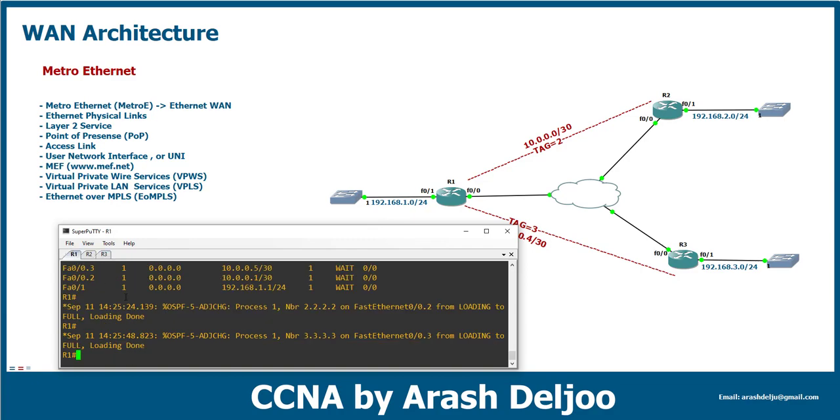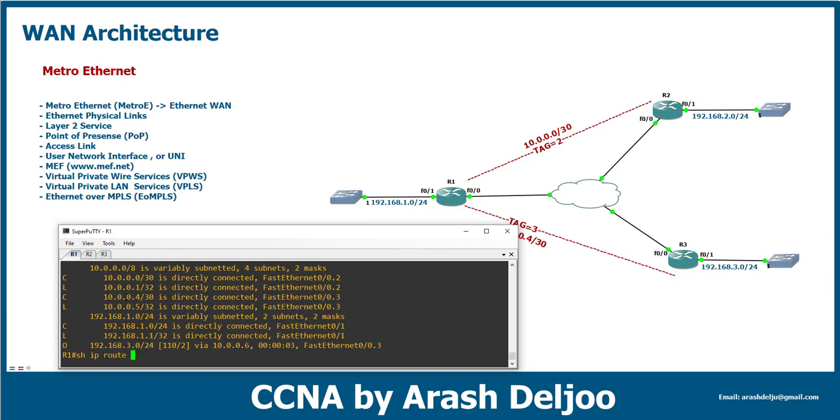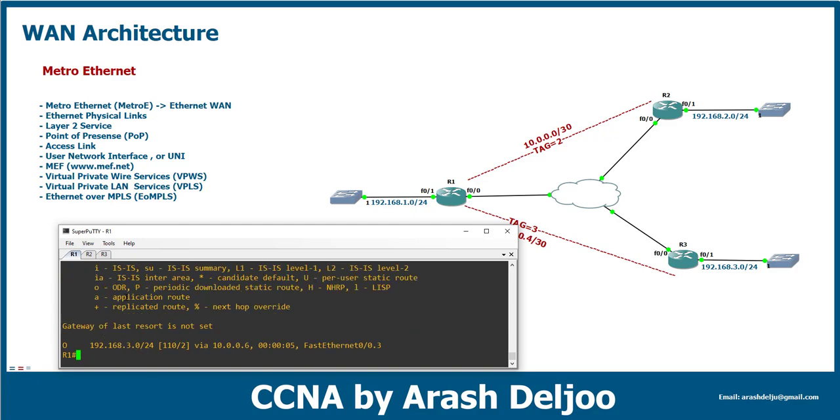If you check the router 1 routing table, show ip route can show us that, or show ip route ospf can show us that we have learned 192.168.3.0 from router 3.